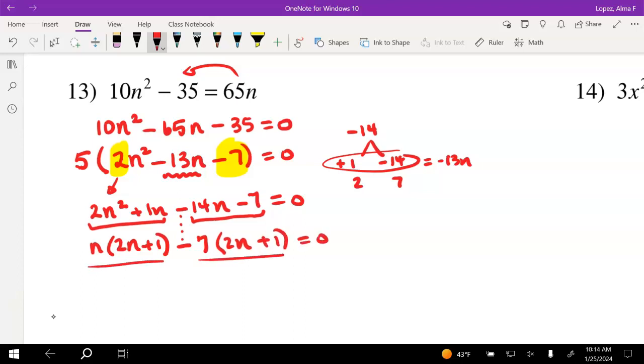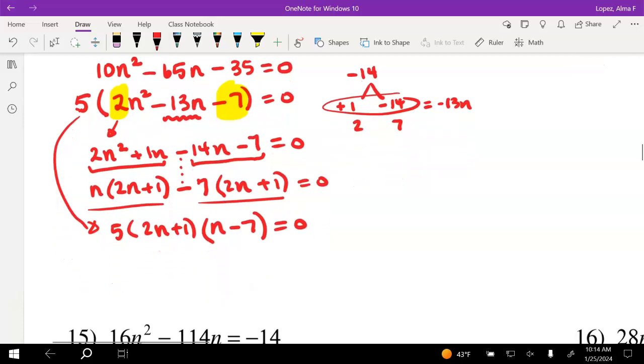Now I notice I'm down to two pieces. Those two pieces have a 2n plus 1 in common. So I open my leftover parentheses. When I factor the 2n plus 1 out of the first term, I'm left with an n. When I factor the 2n plus 1 out of the second term, I'm left with a negative 7. Don't forget that 5 you took out ahead of time needs to come down.